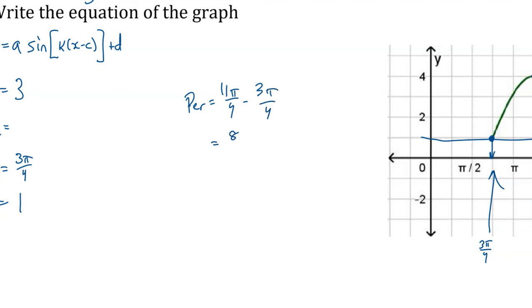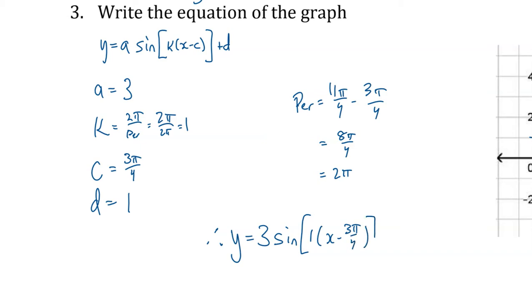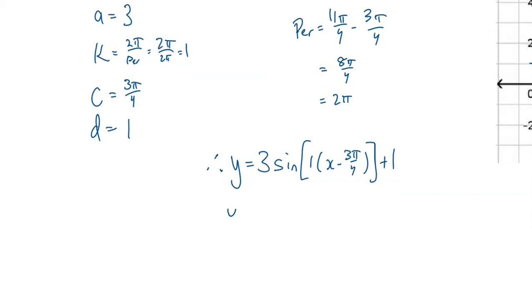Which is 8 pi by 4, which is 2 pi. So K is 2 pi divided by the period, which is 2 pi divided by 2 pi, which is just 1 in this case. And again, breaking it down into those steps, the A, the K, the C, and the D, focuses what you have to work on and what you have to do. And then you just write out the equation. Obviously, you don't really need the K value in there.